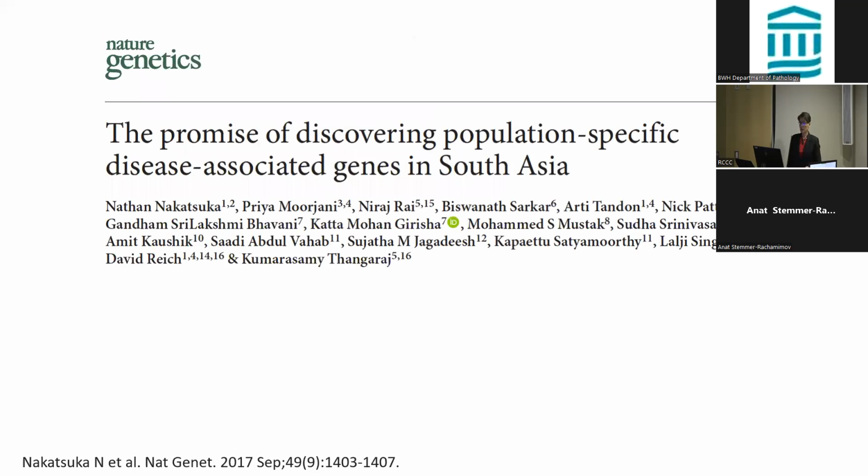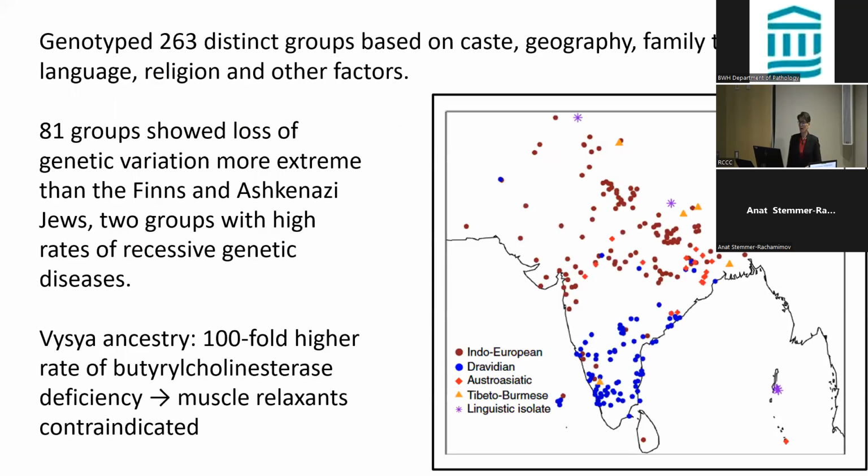I'd like to share with you a very interesting paper from Nature Genetics in 2017 that was looking at the genetics in South Asia. So this is a map of different groups they looked at. They genotyped 263 different groups based on caste, geography, family ties, etc. You can see them depicted here. Most of them were in India, and the different colors represent their linguistic groups. And they found that of these 263, 81 groups showed a loss of genetic variation more extreme than the Finns and the Ashkenazi Jews, which are two groups that we traditionally associate with high rates of recessive genetic diseases.